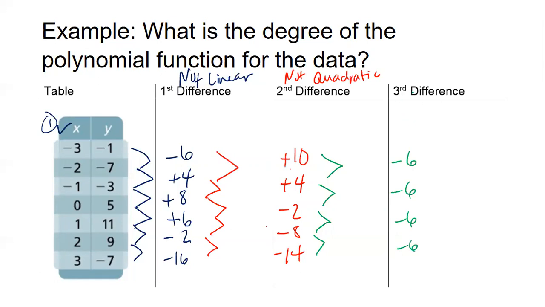The third difference is the same. So that means that this is a third degree polynomial, which means that this is a cubic relation or function. Do we see how that worked?